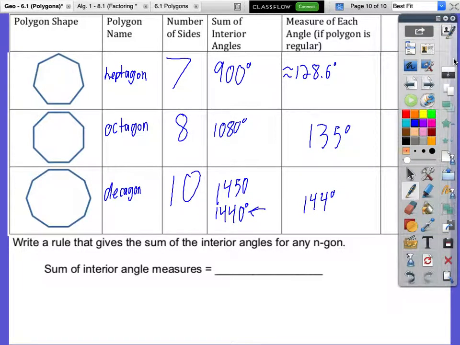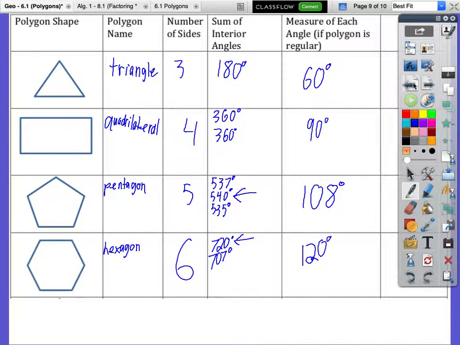Well, does anybody notice any sort of pattern? Yeah, 7, 8, 9. Okay, Owen. Hey, listen up, listen up. Owen had an idea.